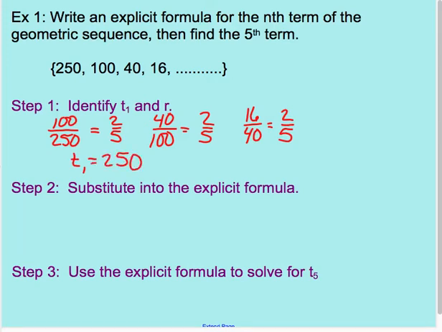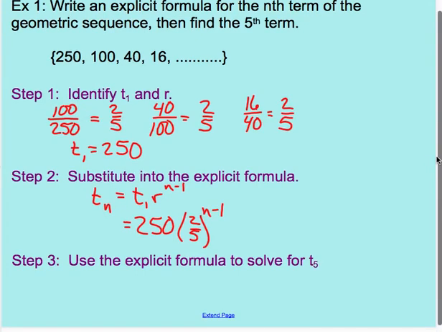So then we substitute into the explicit formula, which is t sub n equals t sub 1 times r to the n minus 1 power. Our first term is 250, and our common ratio is 2/5, to the n minus 1 power. And then the last piece is to solve for the fifth term. So t sub 5 equals 250 times 2/5 to the 5 minus 1, or fourth power. And that gives us 6.4.